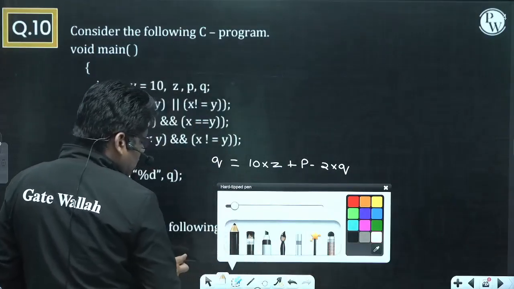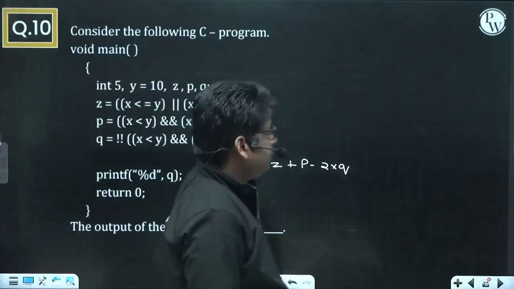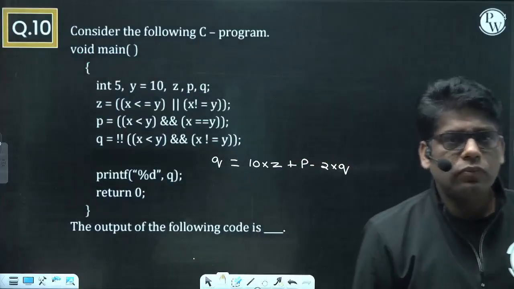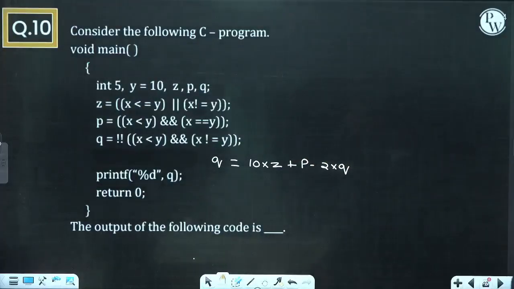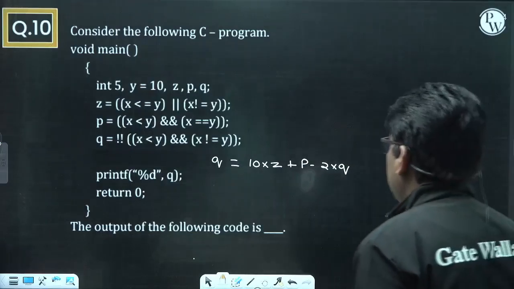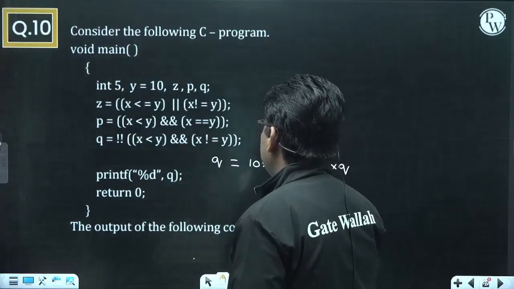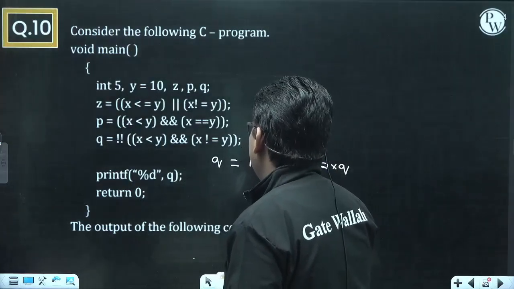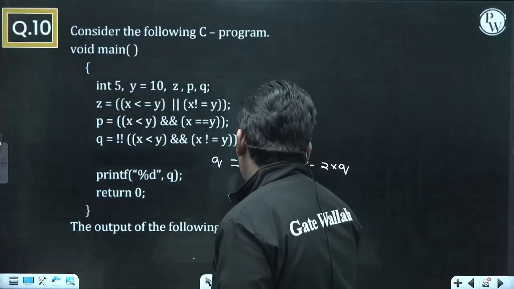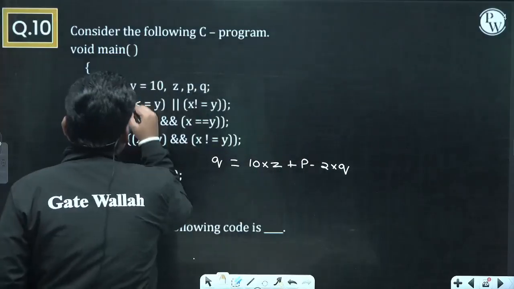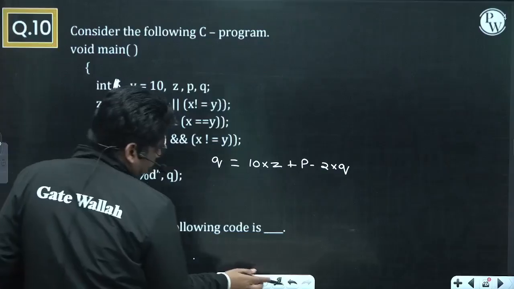Now tell me the answer of this question. Of course, int 5 will also create an error. It must be int x, x is equal to 5. Of course, x is equal to 5. It is nothing but int x is equal to 5.